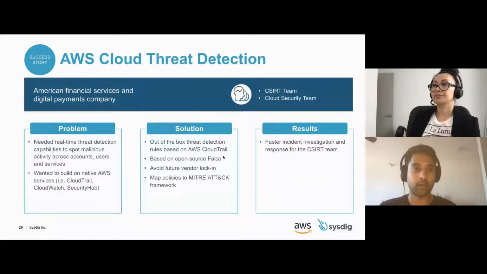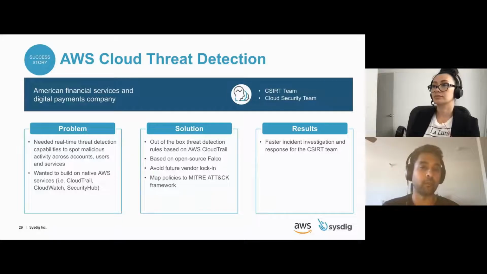Now, an example of a customer that's actually leveraged the CloudTrail-based detection is a financial services company. Their CSERT and cloud security teams were really involved in this deal and drove it to completion. Their challenge was being able to spot real-time activity. They had used CloudTrail and Cloud Custodian in the past and were fans of it, but also wanted to build on the native AWS services to have that real-time threat detection: CloudTrail, CloudWatch, and Security Hub for the analysis.